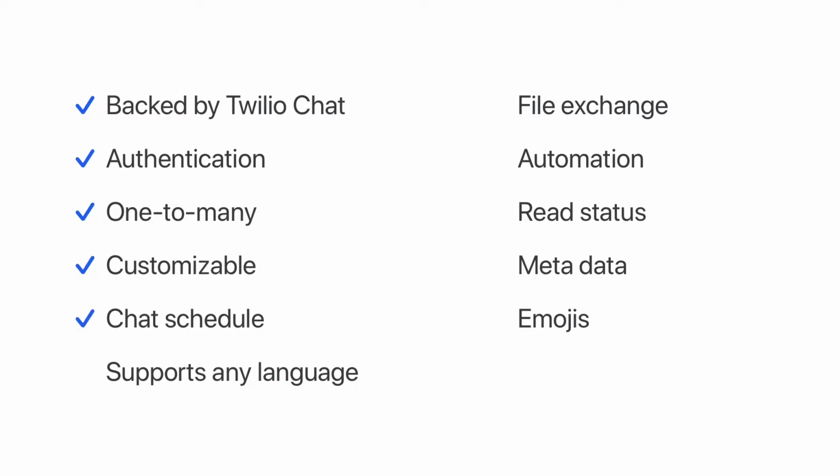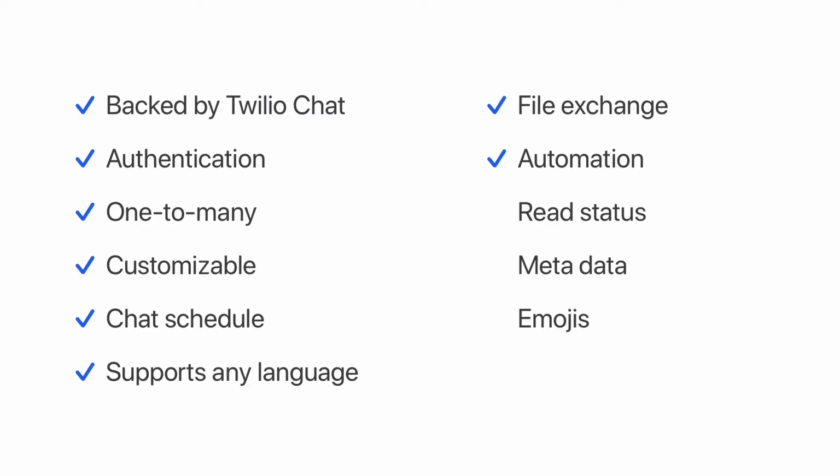Schedules. With Missive Chat, you can have an online-offline status based on your team's presence in Missive or via a predefined schedule. Supports any language. So if your website is not in English, that's not a problem. You can translate the text of the widget to anything you want. File exchange. Both you and the user can easily attach images, PDFs, and other files in the chat.